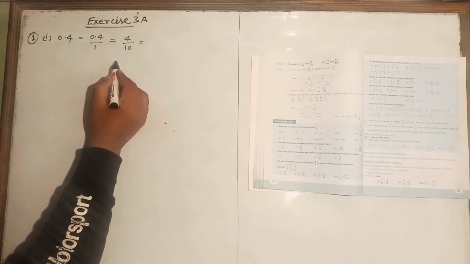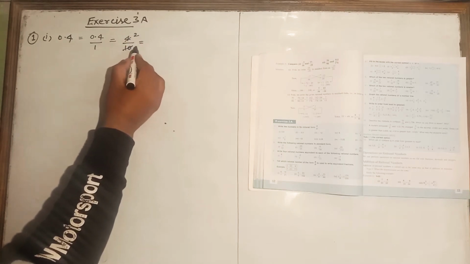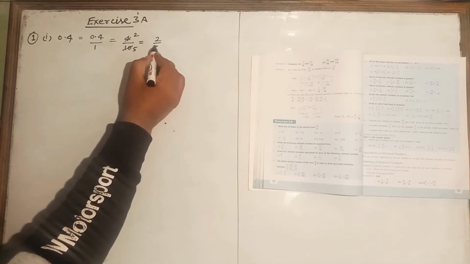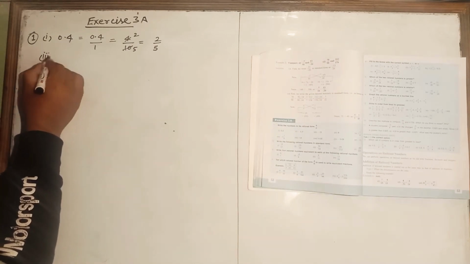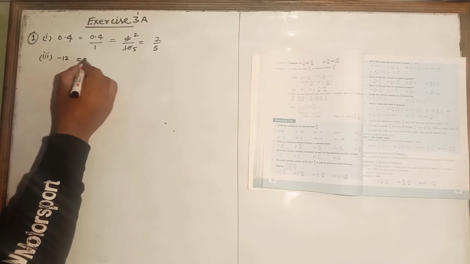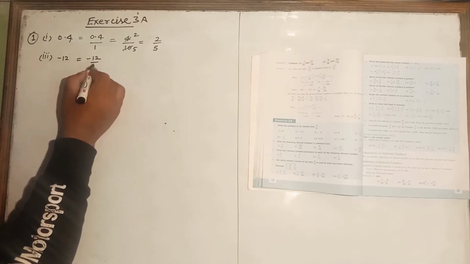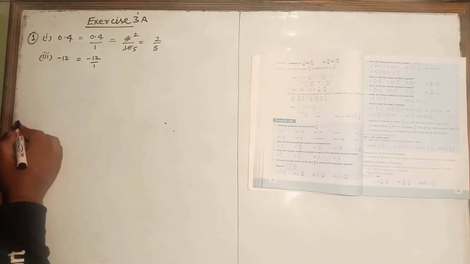So in simplest form it will be divisible with 2. 2 2s are 4 and 2 5s are 10. So we can write it as 2 upon 5 in the form of a upon b. Same way third part is, it is written that minus 12. So what you can write minus 12 in the form of a upon b? It will be minus 12 upon 1. So no simpler form will be this one. So we will write this much only.